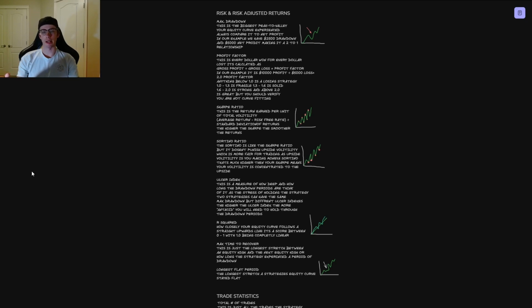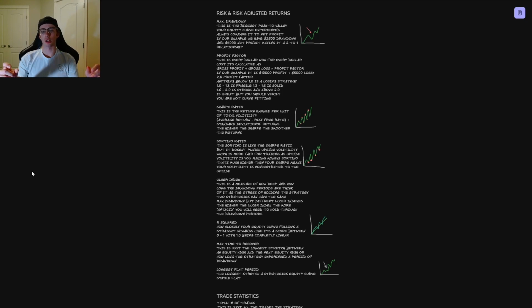Now onto the Ulcer Index. This is a measure of how deep and how long the drawdown periods are. So you want to think of it as the stress of holding the strategy. Two strategies can have the same max drawdown, but different Ulcer indexes. So the higher the Ulcer index, the more antacid you would need to hold through the drawdown periods and the more pain you might feel. So you need to be prepared for that, and that's what that's telling you.